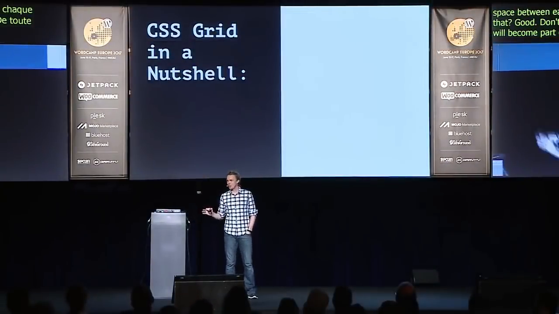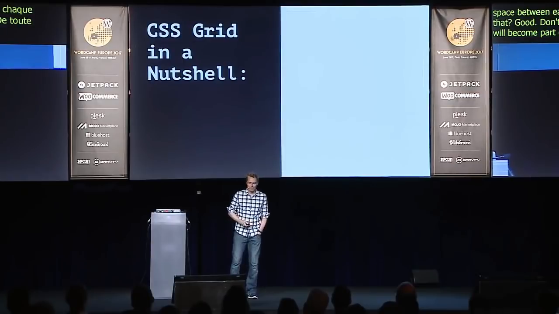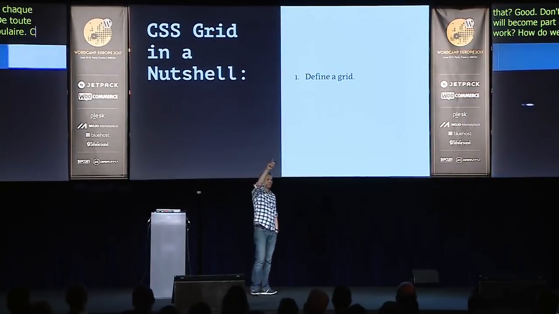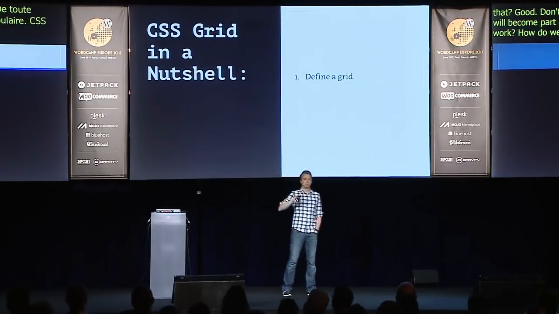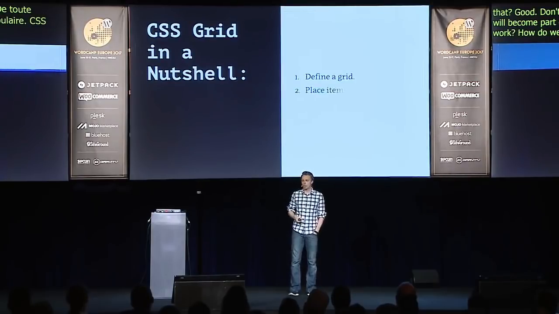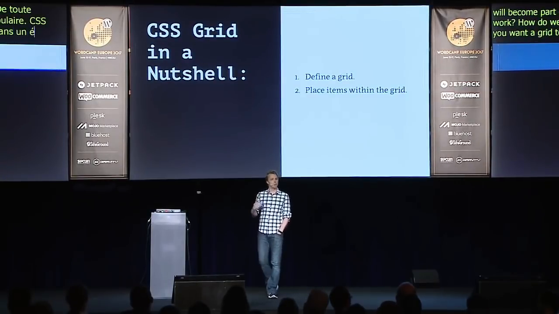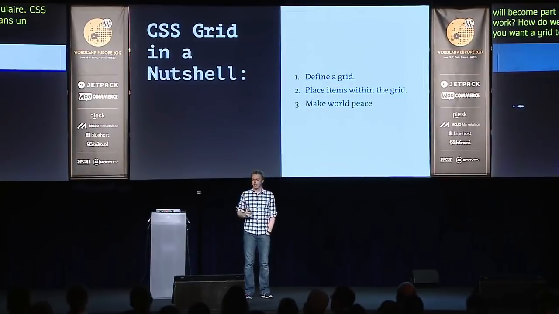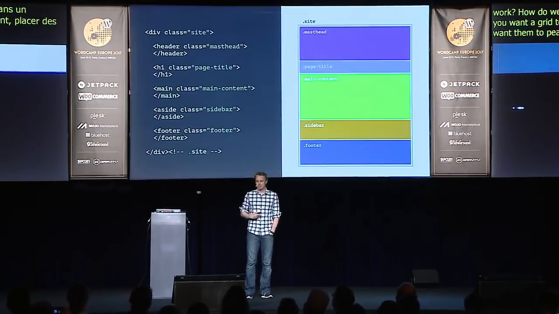How does this actually work? How do we apply it today? Number 1, define a grid on an element where you want a grid to appear. Number 2, place items within that grid where you want them to appear. Number 3, make world peace. That's all there is to it.